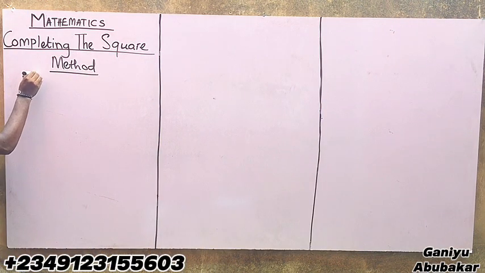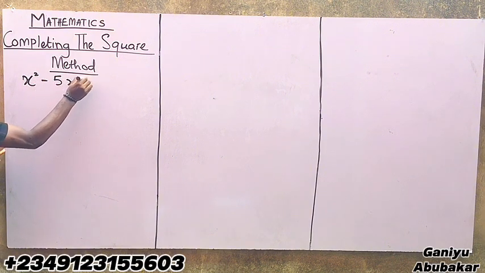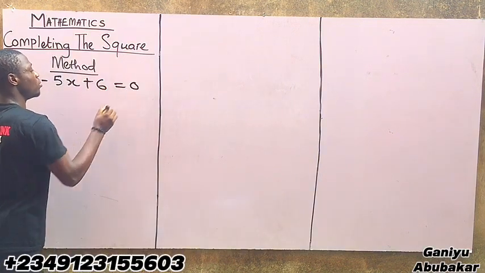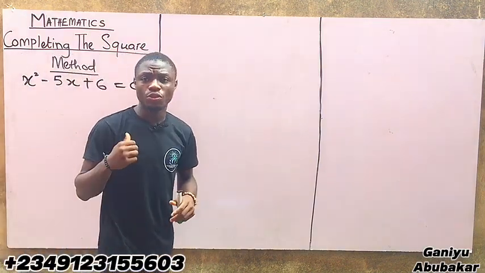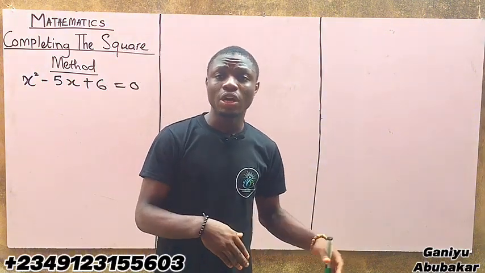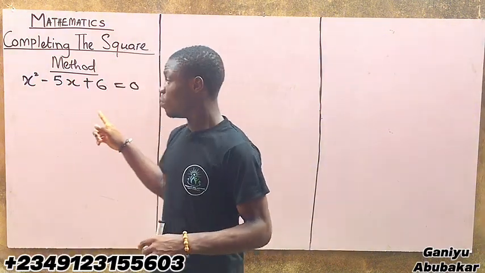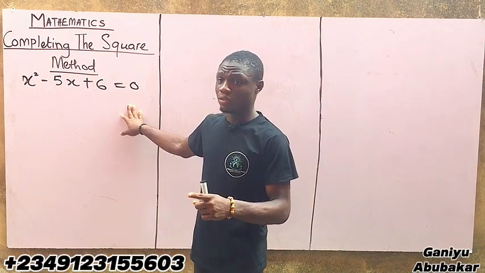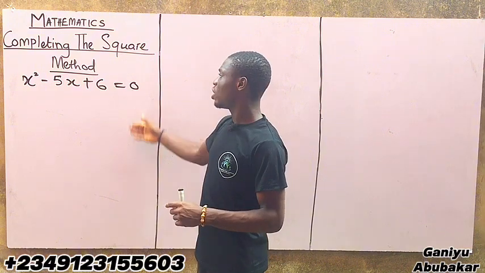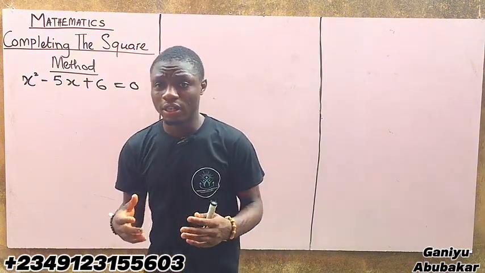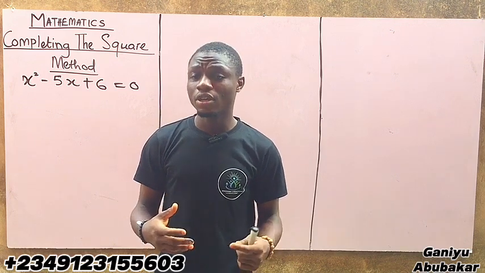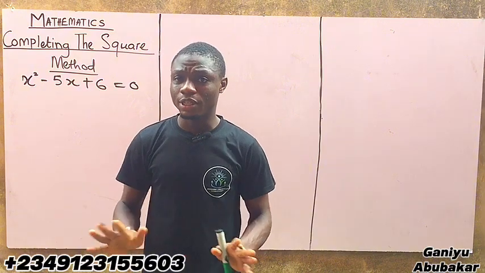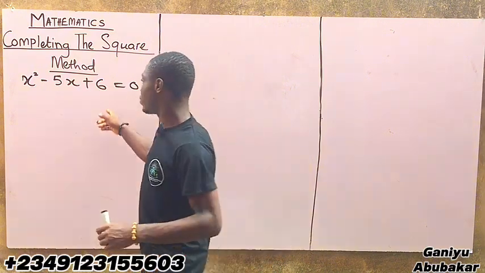Let's say I have x squared minus 5x plus 6 equal to 0. In our last class, when we solved this question using the general method and also the quadratic formula, we had x equal to 2 and x equal to 3. Let's now try the completing the square method and see if our answer will be the same, right? Irrespective of any method you are using, your answer should be the same. That's the concept. Alright, let's try to solve this one here.